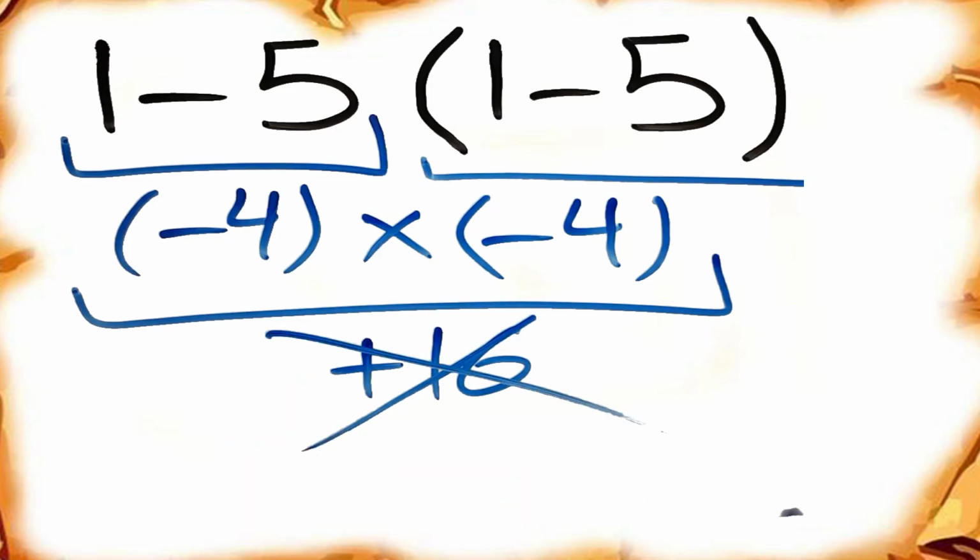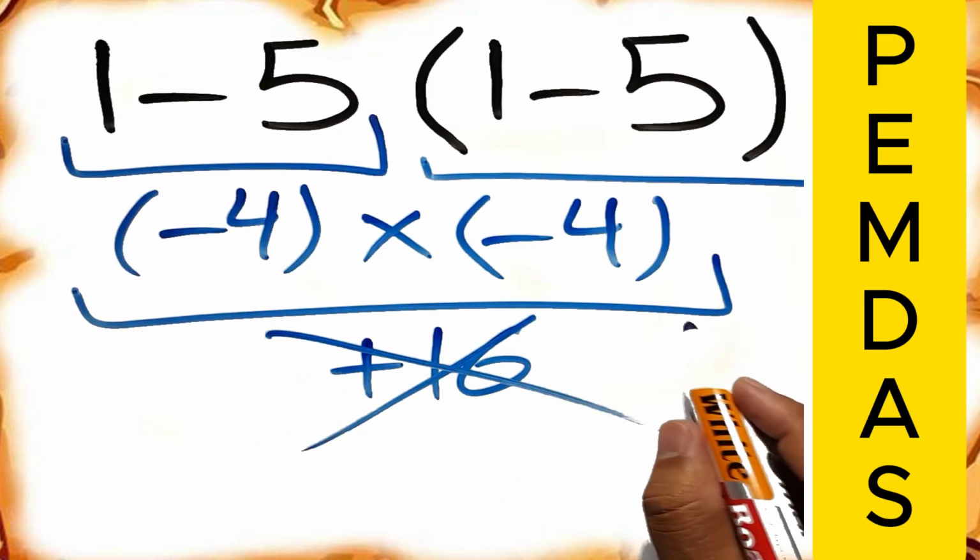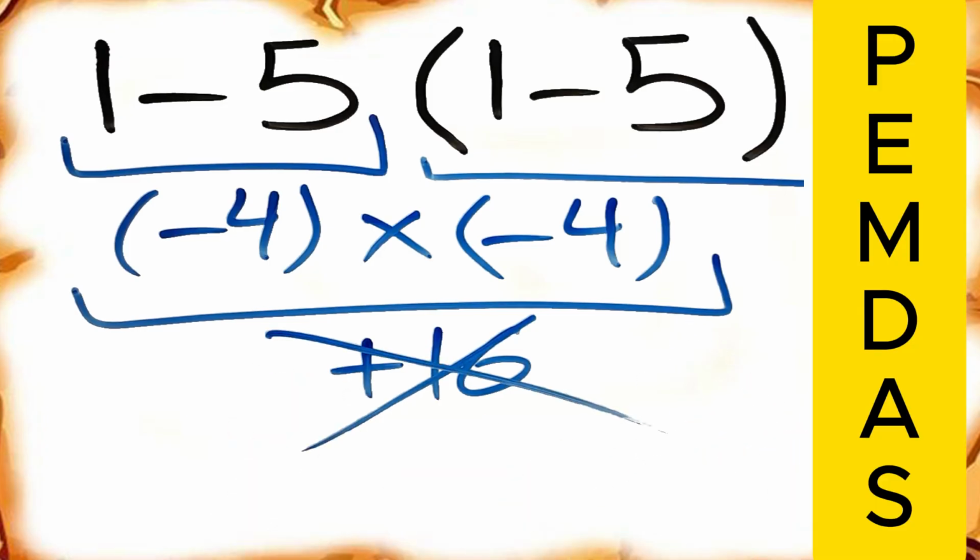But this answer is not correct, because according to the order of operations, first we have to do the parentheses, then exponents, then multiplication or division, and finally addition or subtraction. Remember that multiplication and division have equal priority and we have to perform them from left to right. And the same applies to addition and subtraction.